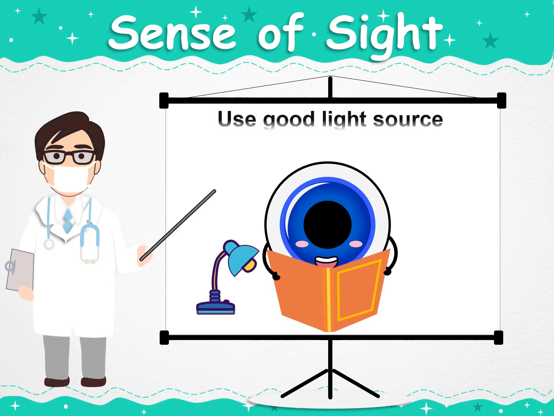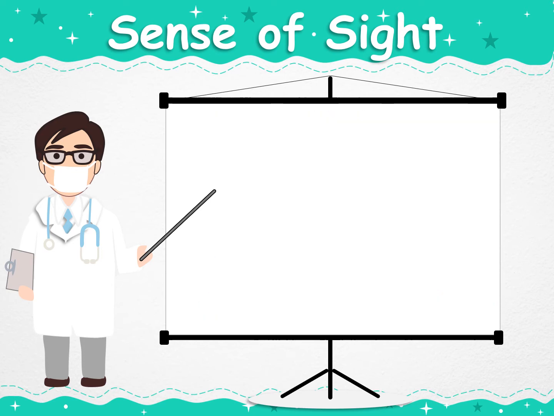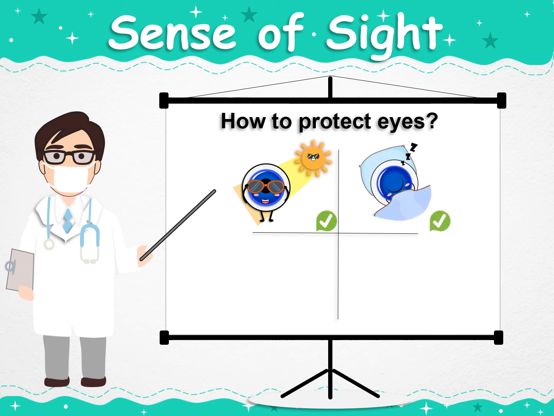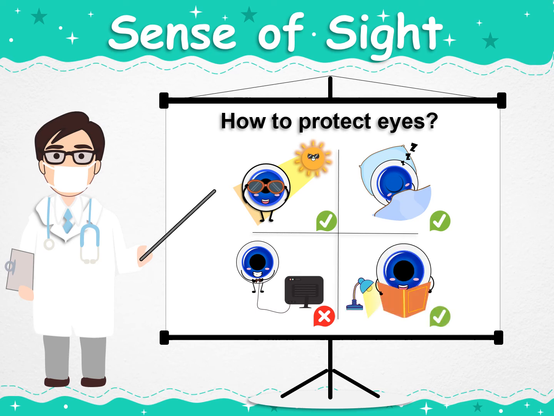Finally, make sure to use a good light source when you read. So we review again. What should I do to protect my precious eyes? 1. Protect your eyes from excessive sunlight. 2. Mandatory to sleep well. 3. Avoid unnecessary strain on eyes such as playing video games or watching the computer screen for long hours. 4. Use a good light source when you read.